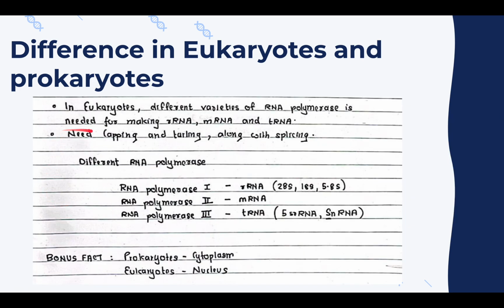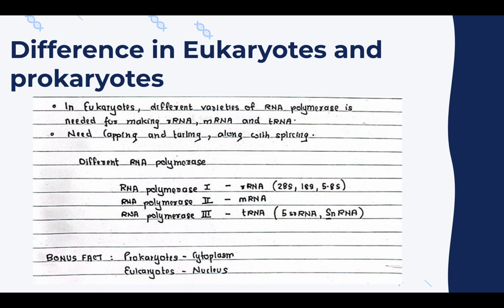Moving on. In eukaryotes, different varieties of RNA polymerase are needed for making rRNA, mRNA, and tRNA. These complex organisms require different RNA polymerases to make their rRNA, mRNA, and tRNA. A particular RNA polymerase is used for making tRNA, a particular one is needed for mRNA, and another for rRNA. We do need capping, tailing, and splicing, because in eukaryotes the DNA is converted to hnRNA, or heterogeneous nuclear RNA, and that is then converted to mature mRNA. So the hnRNA is immature; it is converted to mature mRNA.